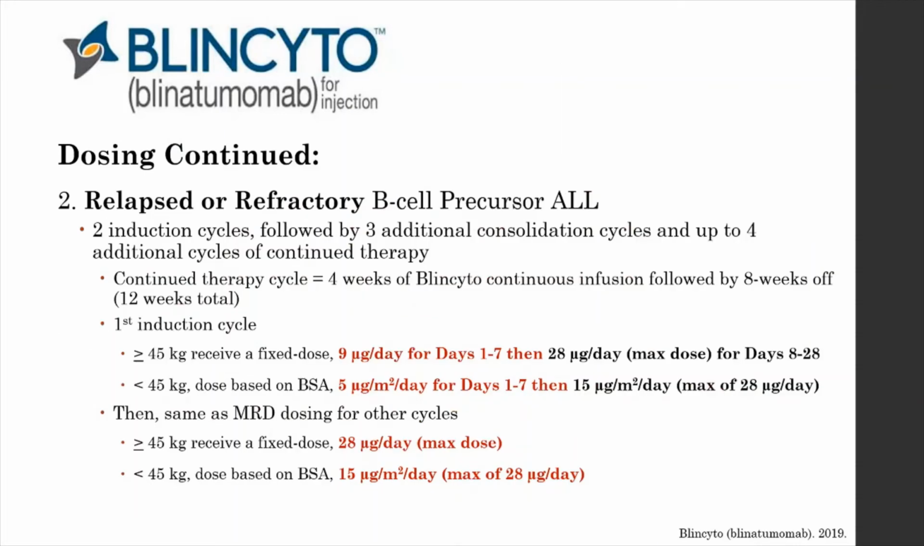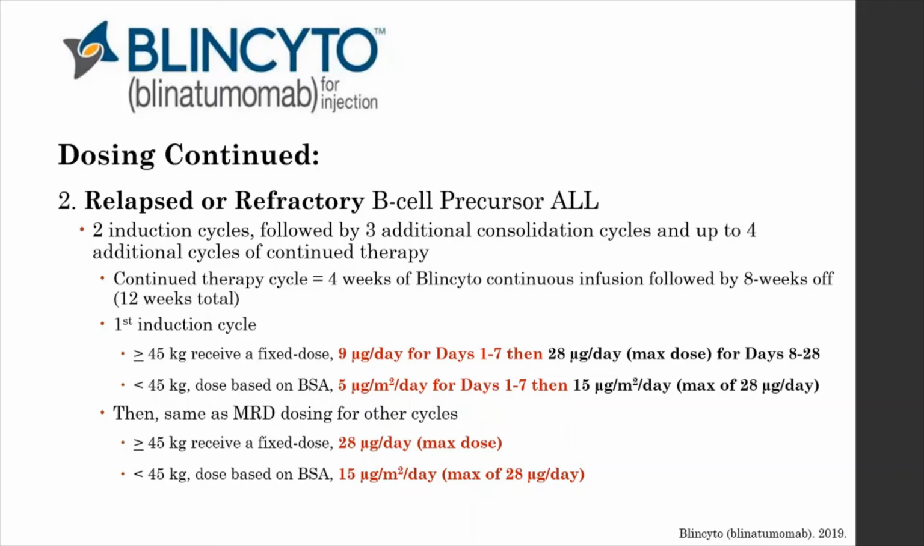And then for patients with relapsed or refractory B-cell ALL, they get 2 induction cycles followed by 3 additional consolidation cycles and then up to 4 additional cycles of continued therapy. And for the continued therapy cycles, patients still get 4 weeks of Blincyto as a continuous infusion, but they're followed by 8 weeks off instead of 2. So these cycles are 12 weeks long total.